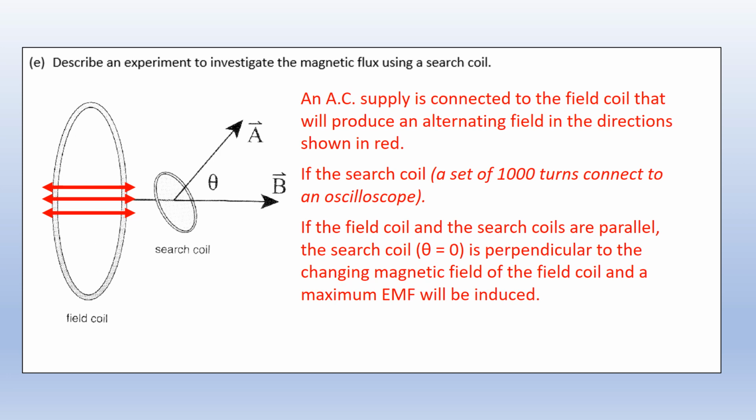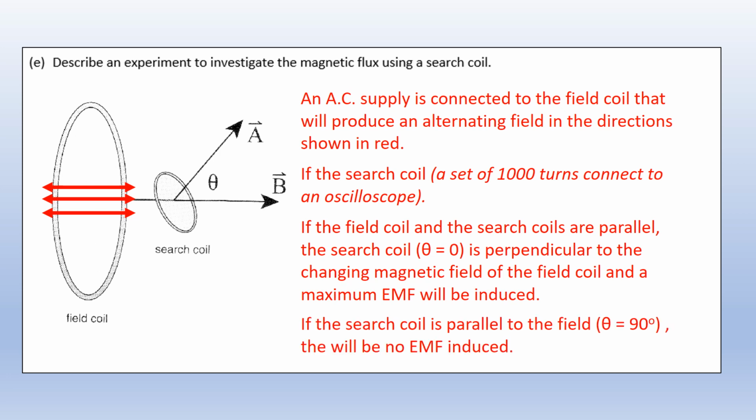what that means is we end up with a maximum EMF being induced because all of the area of the search coil is perpendicular to the field from the field coil. So we get maximum EMF. The reason we get a rate of change of flux linkage is because it's an AC supply, so that's giving us a changing field. So when we hold an area perpendicular to it, we get maximum EMF.